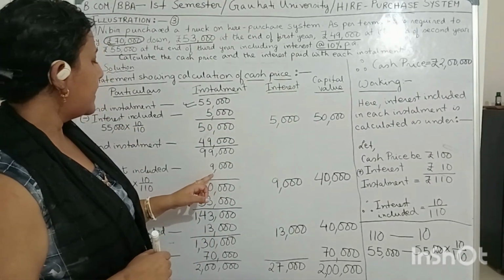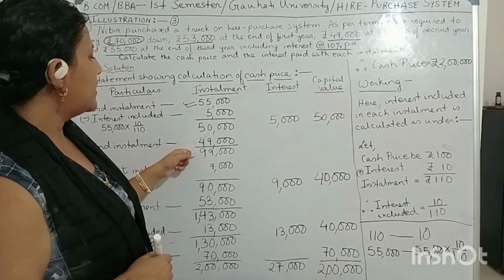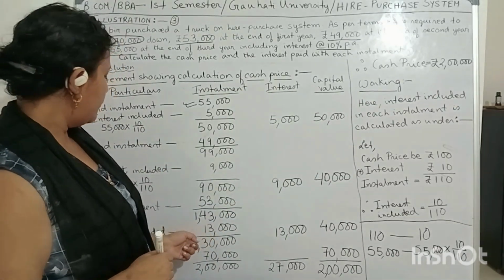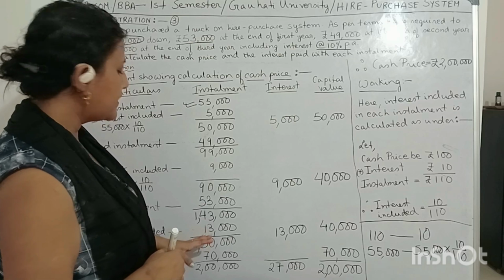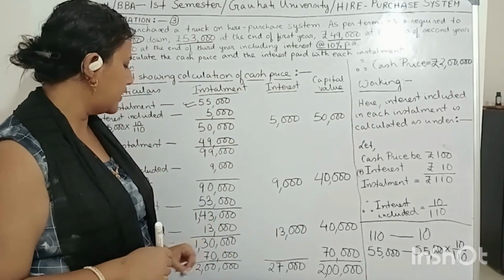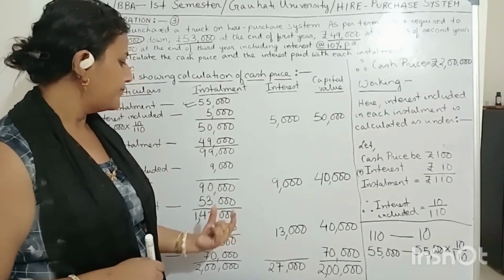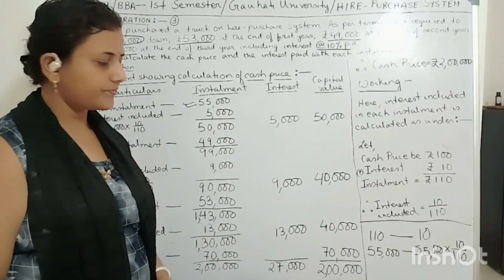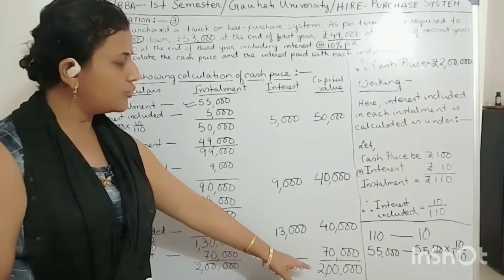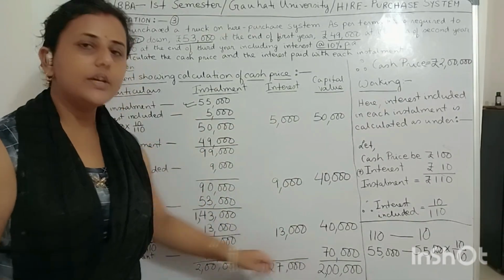Then for the second installment, what is the interest value? It is 9,000. So from 49,000, if you deduct 9,000, you will get 40,000. Then for the first installment, the case of the first year, the amount of interest is 13,000. If you deduct it from the value of the first installment, you will get 40,000. Then you add the value of down payment, 2 lakh. So the capital value and this calculation must be equal.